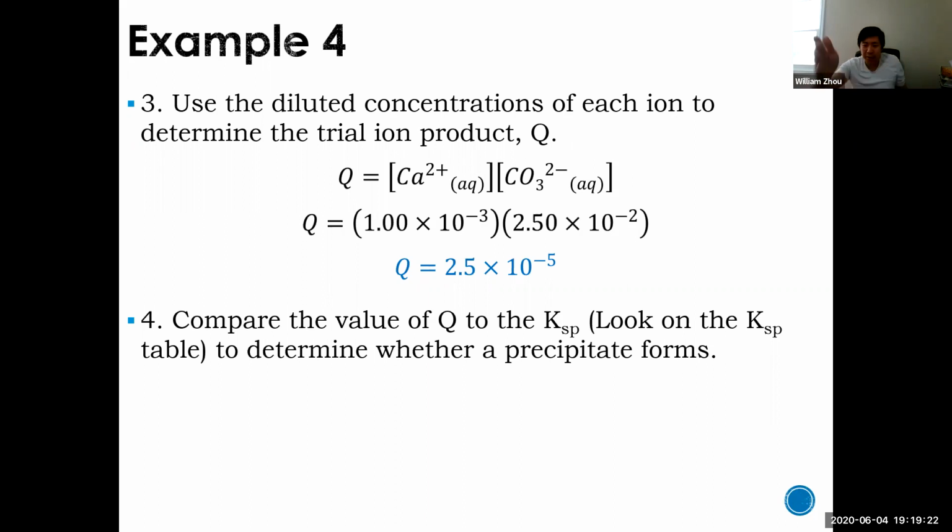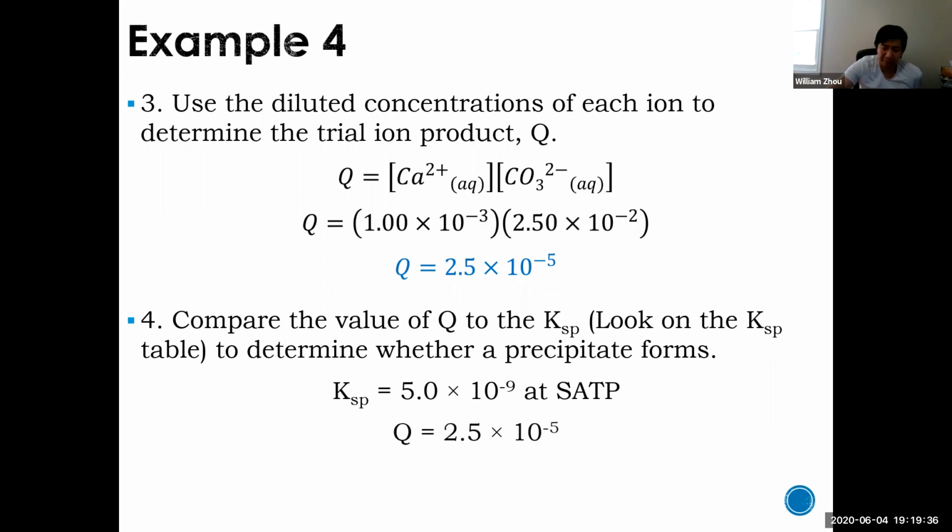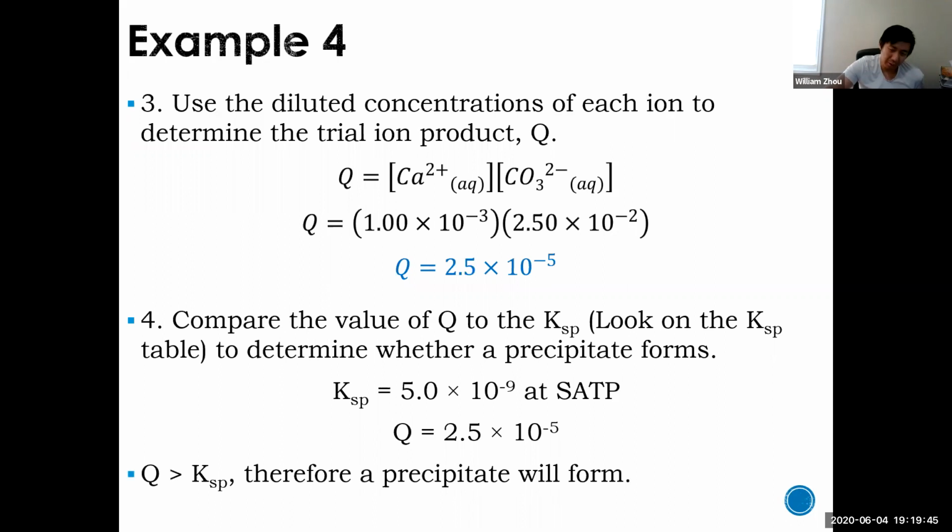If you just look on the table, you will see that the KSP for this reaction of calcium carbonate is 5 times 10 to the negative 9 at SATP. So compare K to Q. Well, Q is 2.5 times 10 to the negative 5. 10 to the negative 5 is bigger than 10 to the negative 9. A lot bigger. So Q is bigger than K, therefore a precipitate will form because you have way too many ions. And that's it.